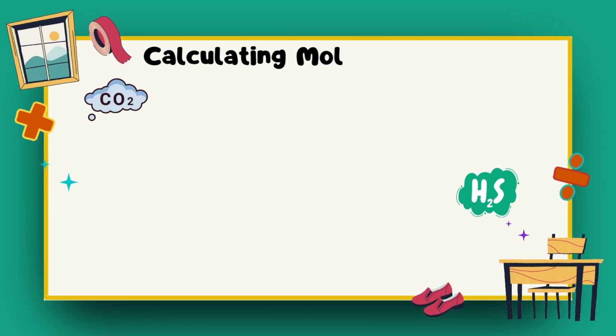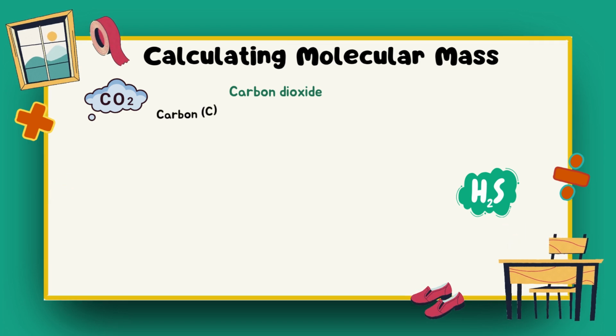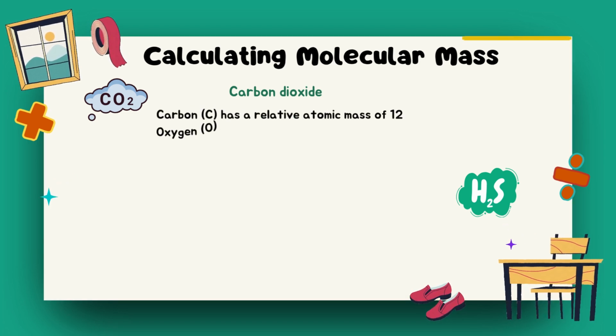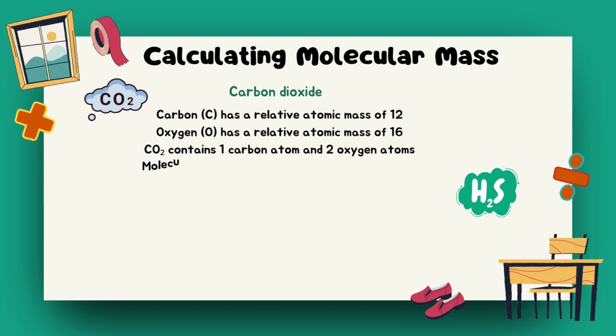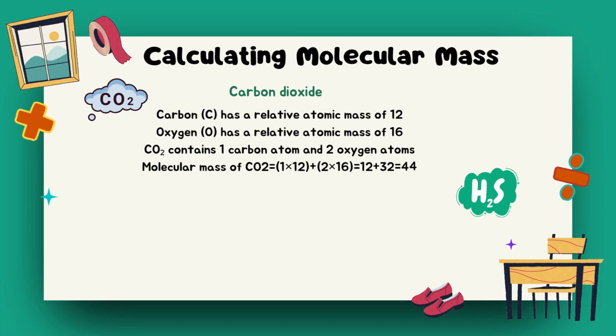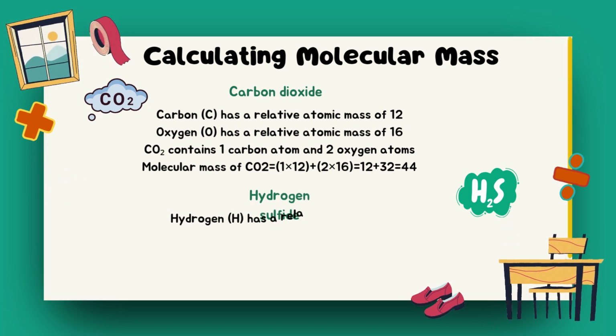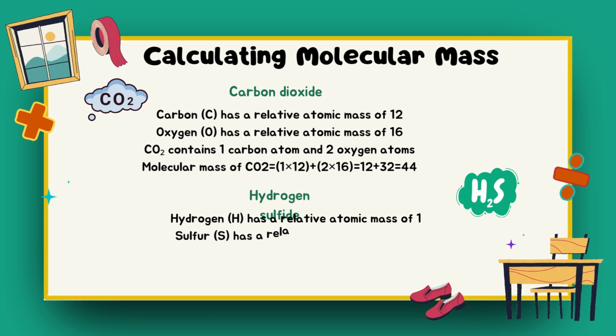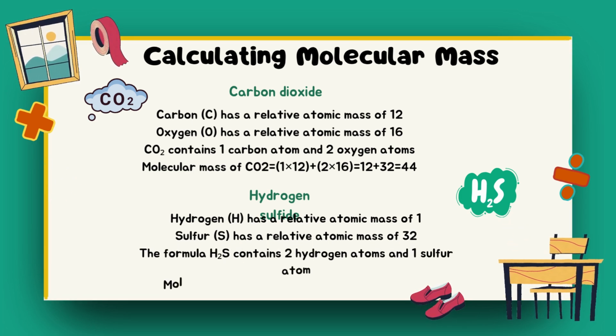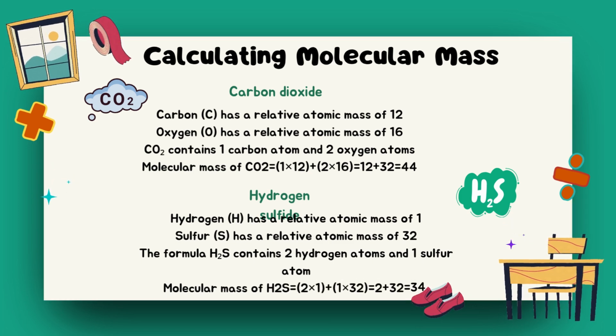Now let's do a little bit more. Calculating the molecular mass of carbon dioxide. Now it has carbon and oxygen. Carbon has relative atomic mass of 12. Oxygen has relative atomic mass of 16. CO2 contains 1 carbon atom and 2 oxygen atoms, which makes the molecular mass of carbon dioxide 44. Now for hydrogen sulfide, same thing. Hydrogen mass is 1, sulfur mass is 32. In hydrogen sulfide, H2S, there are 2 hydrogen and 1 sulfur. So we'll do 2 into 1 for hydrogen, 1 into 32 for sulfur. The total is 34. As you can see very clearly, we multiply the atomic mass and the number of atoms of all the elements and we add them together.